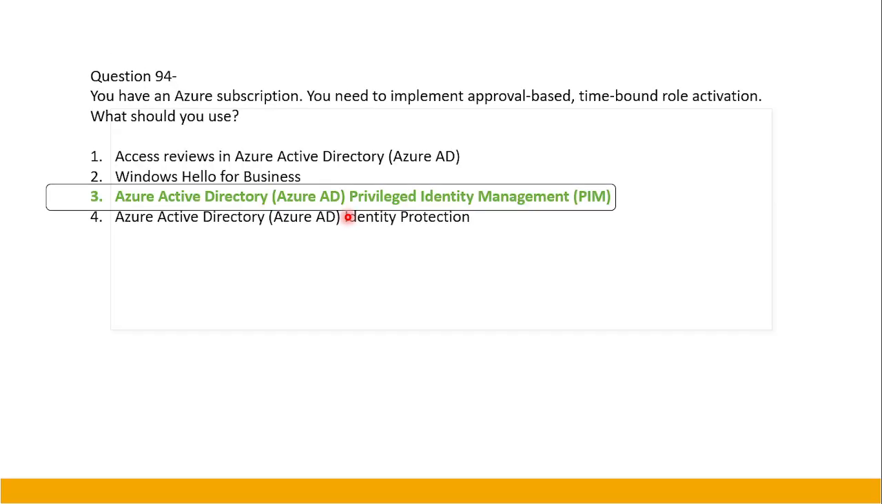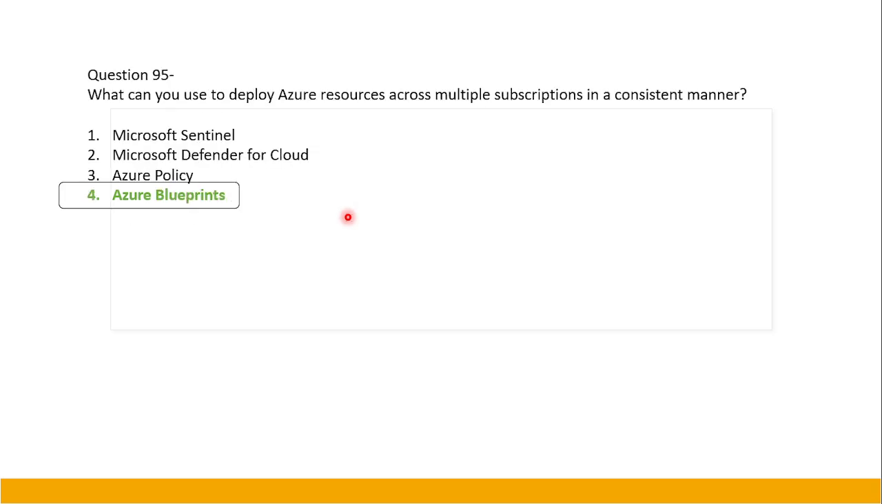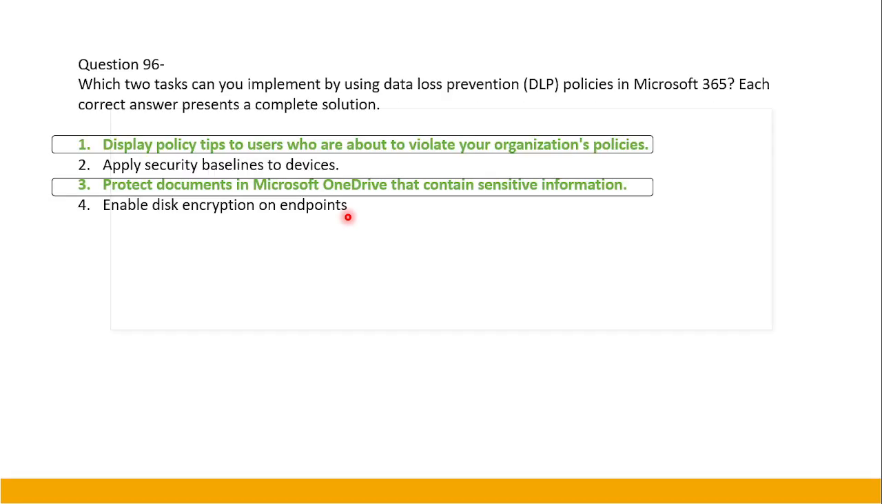Question 94. You have an Azure subscription. You need to implement approval-based, time-bound role activation. What should you use? Azure Active Directory Privileged Identity Management. That is option 3, the correct option. Question 95. What can you use to deploy Azure resources across multiple subscriptions in a consistent manner? The correct option is Azure Blueprints.